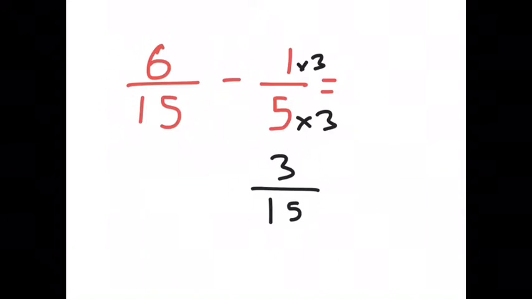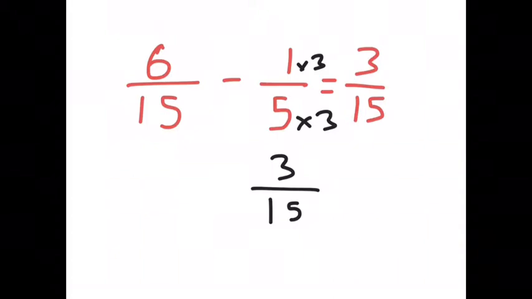Now that is a question we can answer because the denominators are now the same. If we remember, we only have to take away the numerators, so 6 take away 3 is 3, and we're left with 3/15.